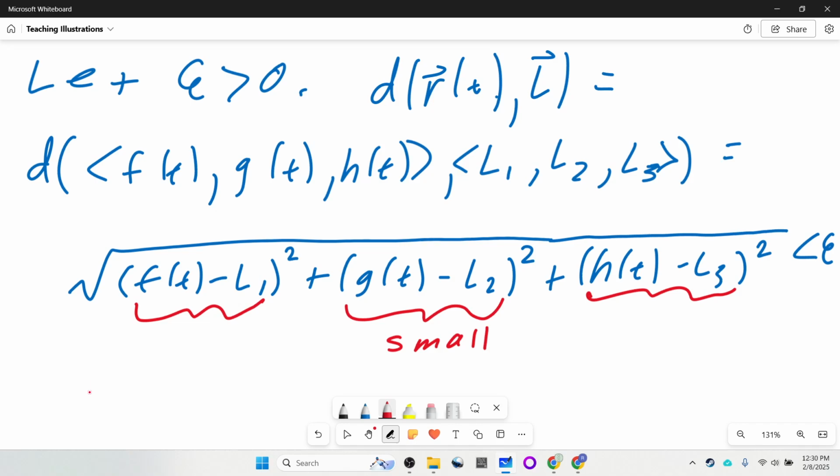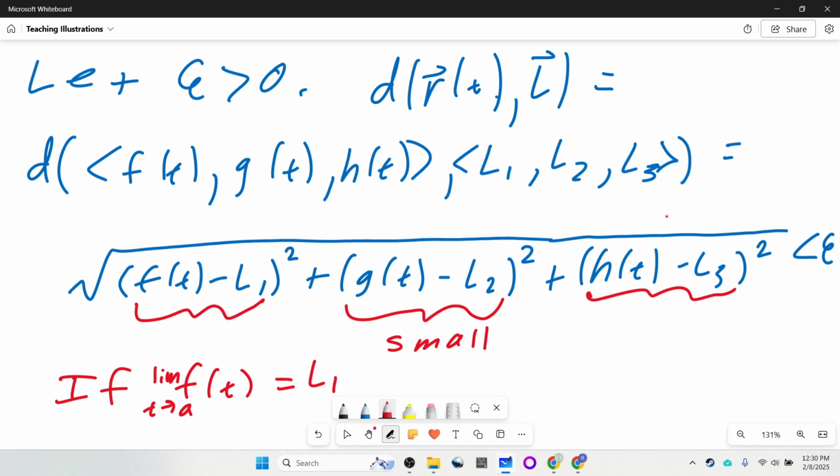Well, that will be true if the limit of f of t as t goes to a is L1. If that limit is true, then this thing will get small when t gets close to a. And the same will be true for g of t and h of t. So we're saying for the big limit to work, for the whole thing to be less than epsilon, it must be that each of the little limits work. Each of the little limits are L1, L2, L3. Well, that's exactly what we were hoping for.